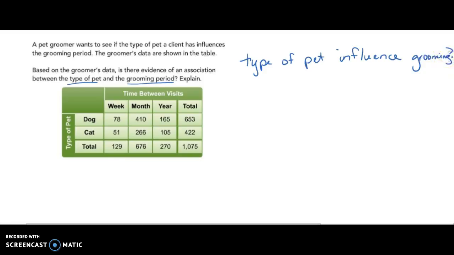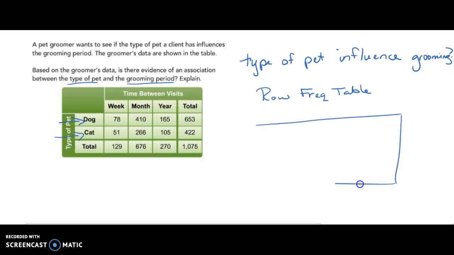Because we're looking at the type of pet, we're going to start with a row relative frequency table. Because all of our pets here are in rows and we care about the type of pet that we have. So I'm going to go ahead and make my table real quick. You can make one as we go. So this is the week, the month, the year, and the total.